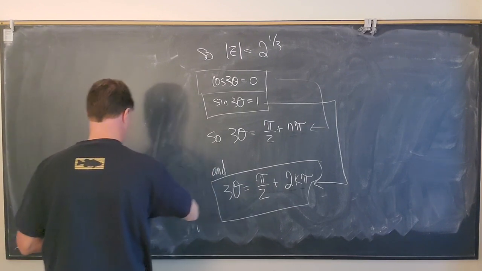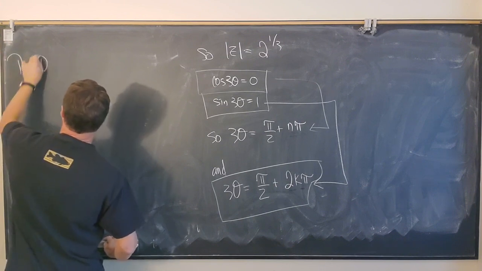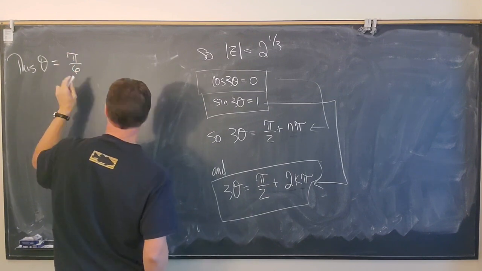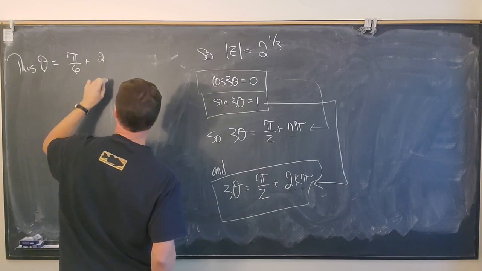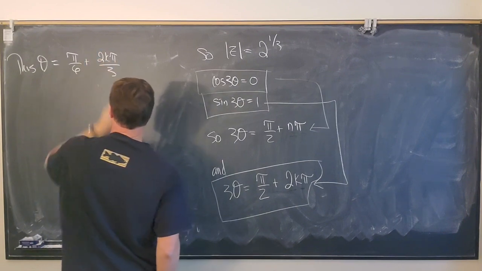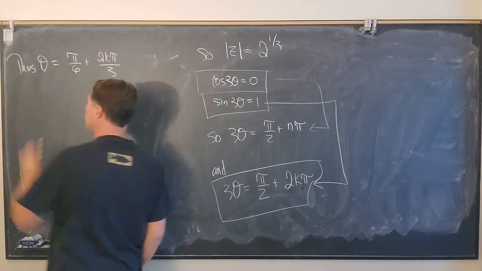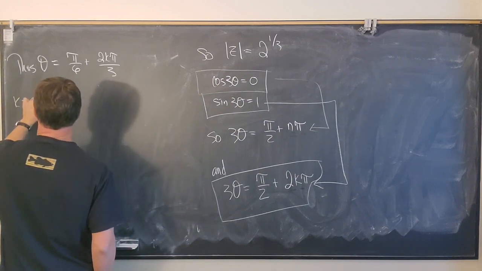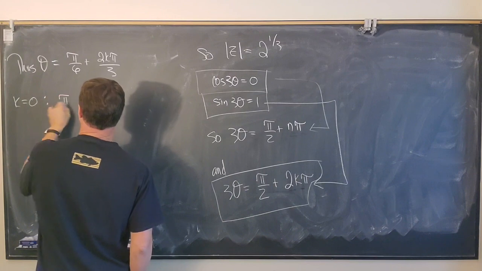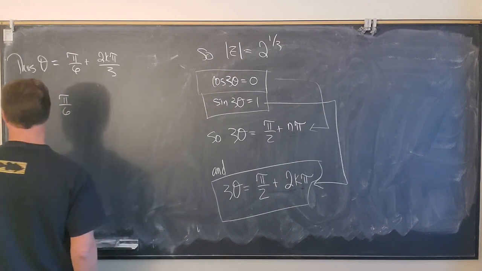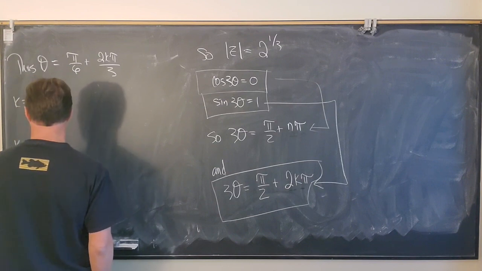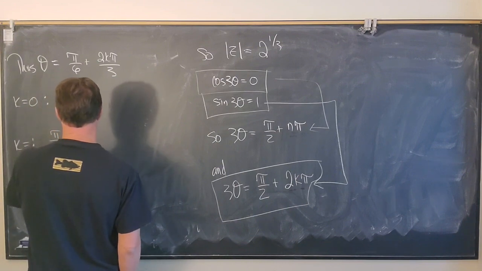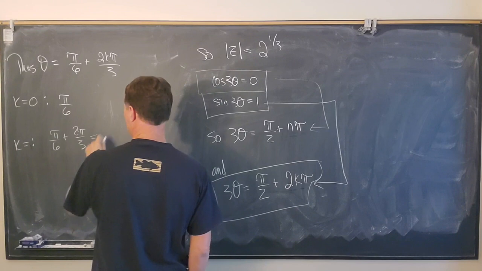So now let's figure out what theta has to be. Thus, theta has to equal pi over 6 plus 2k pi over 3, and this gives us all possible solutions. So let's look at k equals 0, that corresponds to pi over 6. When k equals 1, that corresponds to pi over 6 plus 2 pi over 3, which is 5 pi over 6.